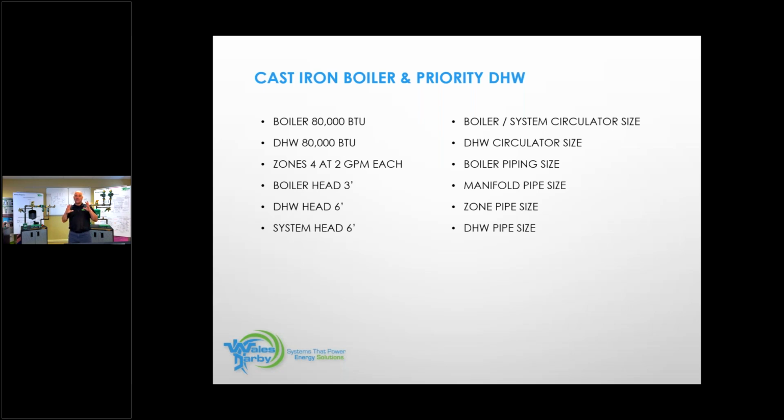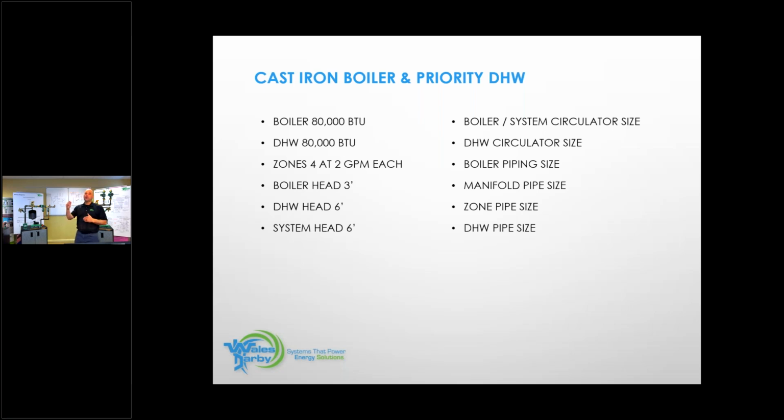The boiler itself, cast iron boilers, just in general, will have between 2 and 3 feet of head loss normally between the cast iron boiler sections. The indirect has a coil inside of it, and we're giving that a head drop of 6. The whole system, the longest loop, gives us a 6-foot head drop.